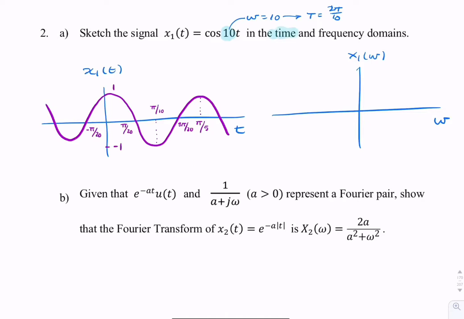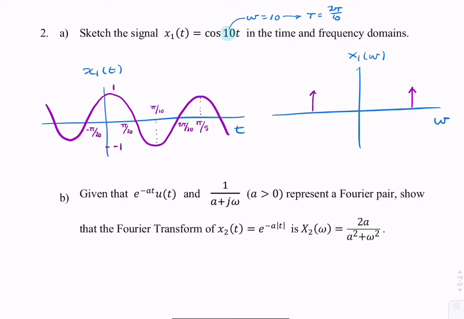So that's what you would be expected to show for the first plot in the time domain. Now for the frequency domain, you need the Fourier transform of this. You can look this up in a table if you're provided. In this year's exam, you won't be provided with a table, but you should know that the Fourier transform of a cosine is simply two impulses.